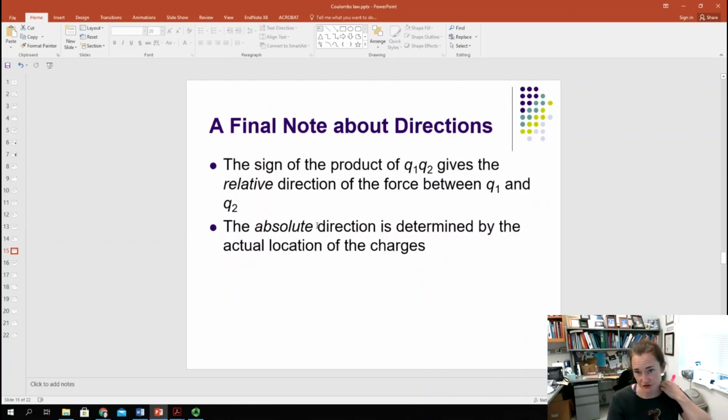Now, the sign of the product of Q1 and Q2 gives the relative direction of the force between Q1 and Q2. If you've got a negative sign there when you multiply them together, that means it's attractive. If you've got a positive sign when you multiply Q1 and Q2, then that means that it's repulsive. But the absolute direction of your vector is determined by the actual location of the charges. So what I encourage you to do is to draw yourself a picture whenever you have to work with one of these questions. Draw the arrows in question showing which direction the force is, and then determine the sign on the forces from there, from your picture.